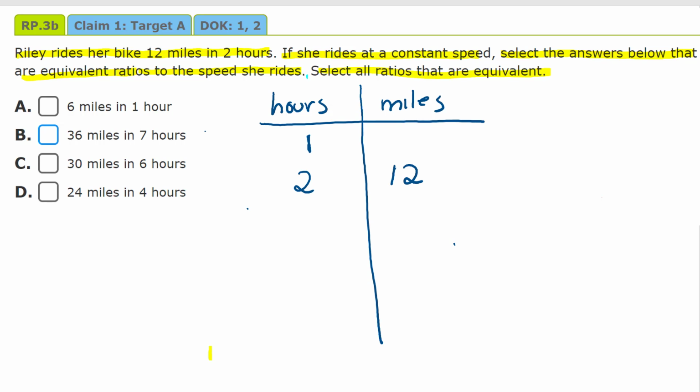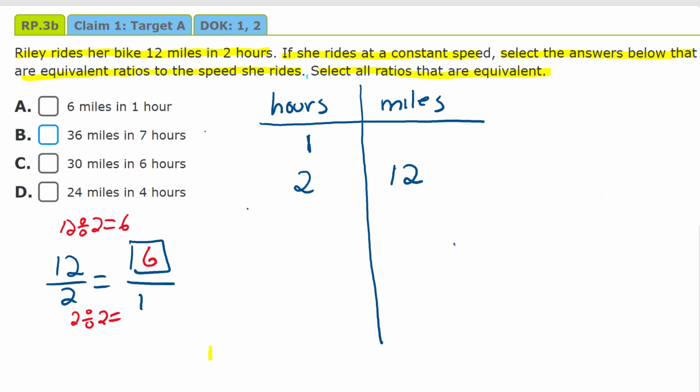Well, we know that we can set up our ratio of 12 over 2 is going to be equal to that 1 hour over that missing mileage. 2 divided by 2 equals 1. 12 divided by 2 will equal 6. And so that could be our number. So it could be 6.